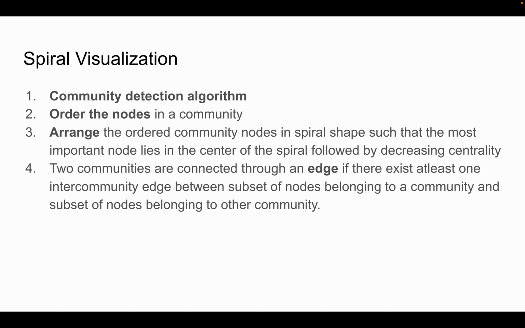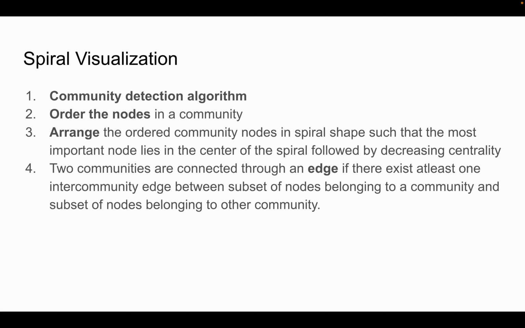Once we have the ordered nodes, we arrange the ordered nodes in each community in a spiral shape such that the important nodes fall in the center of the spiral and less important nodes fall in the periphery of the spiral. Lastly, we connect the spirals using the edges. The spirals are connected if and only if a subset of nodes belonging to one community is connected to a subset of nodes belonging to another community.